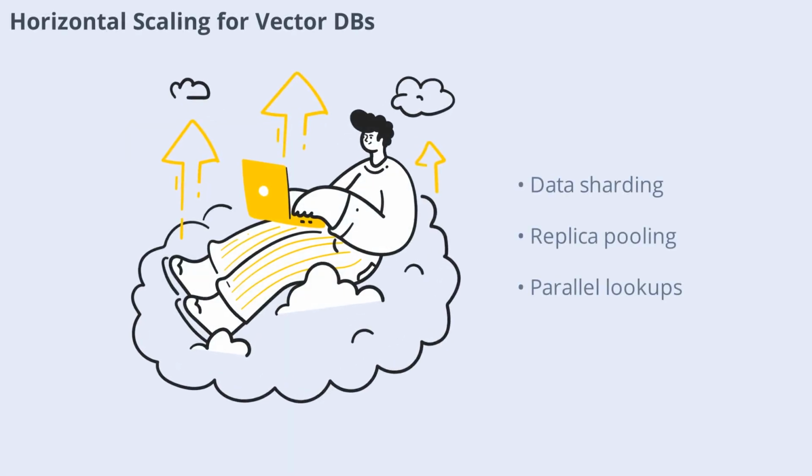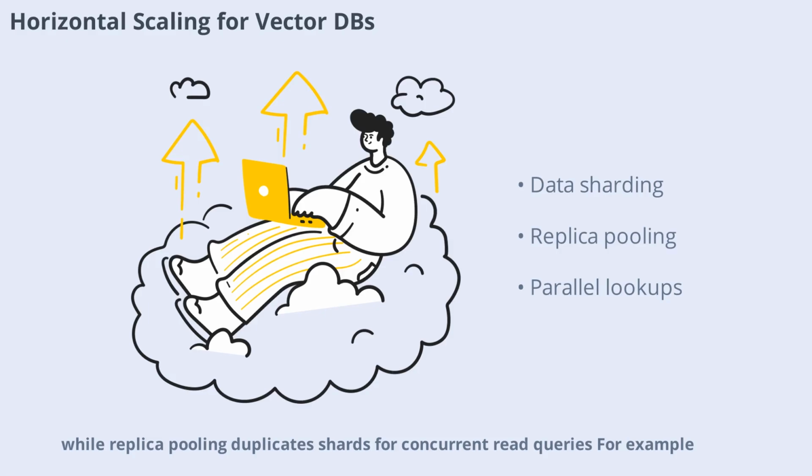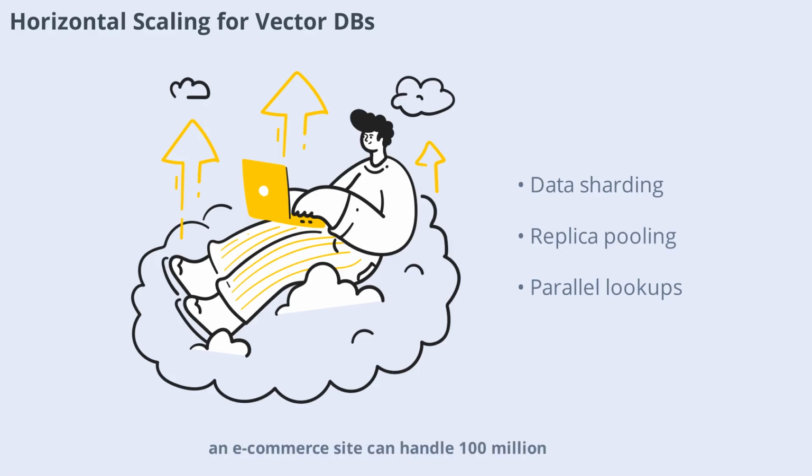Scaling vector databases like Pinecone, Milvus, or Qdrant horizontally involves data sharding and replica pooling. Sharding splits the vector index across multiple nodes, while replica pooling duplicates shards for concurrent read queries. For example, an e-commerce site can handle 100 million products by sharding its database across several nodes, ensuring fast, parallel lookups and low search latency.